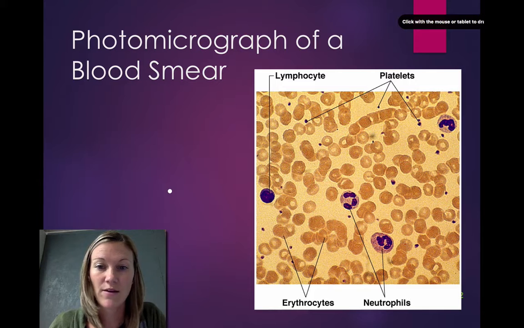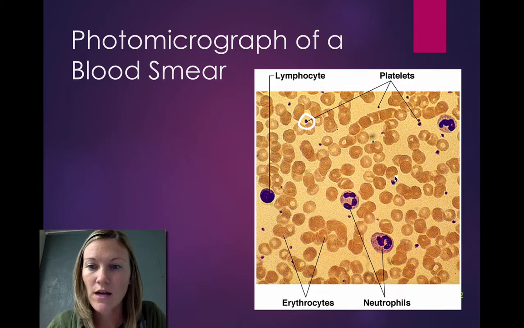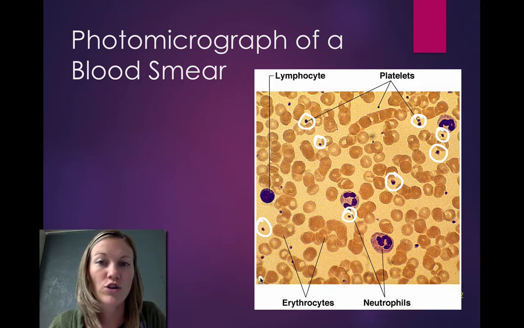So here is a really nice picture of blood. This is a blood smear. So the platelets are characterized by all of these little cell parts. So they don't really have a nucleus. They're really tiny. So those are all platelets.